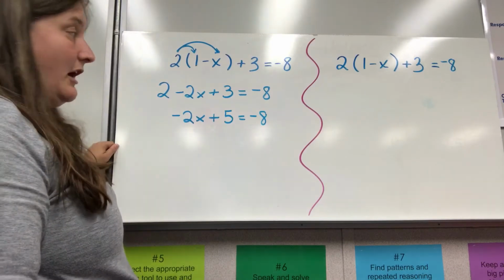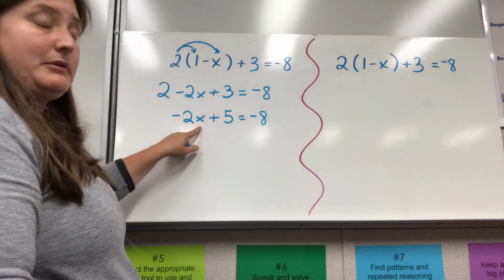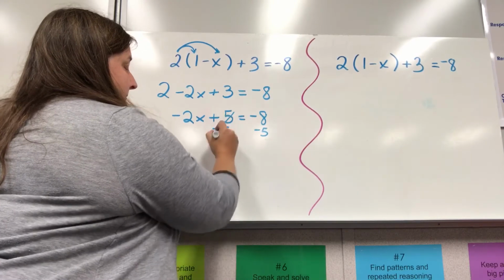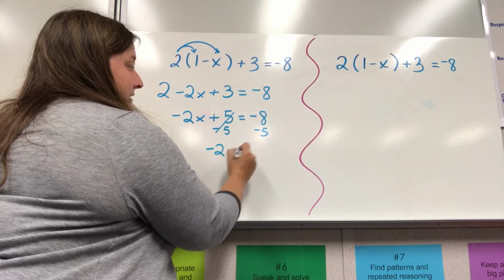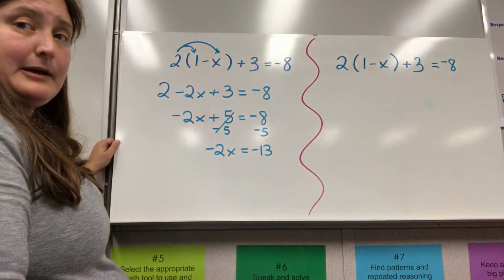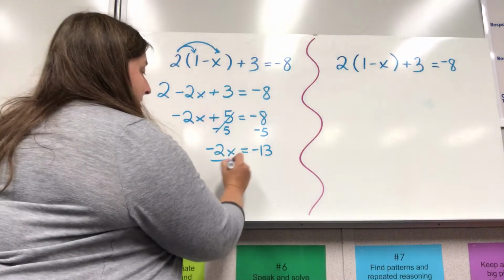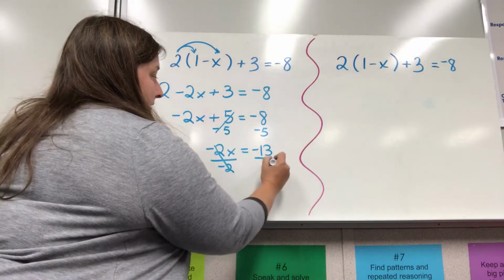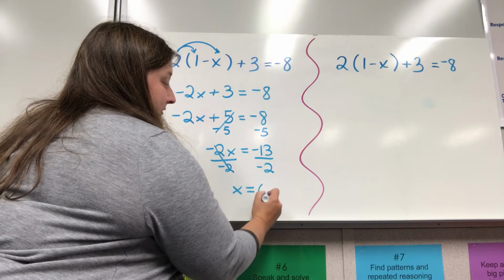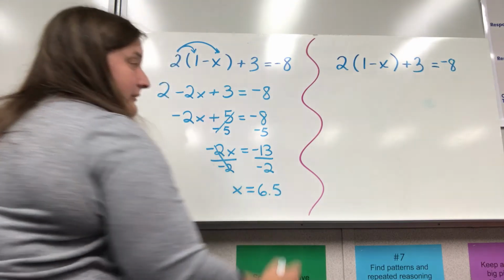Now I'm going to start to solve for x. First I'm going to get rid of the plus 5 by subtracting 5 from each side. And I'm left with negative 2x equals negative 13. My final step to get x by itself is to divide by negative 2. And I get x equals positive 6 and 5/10.